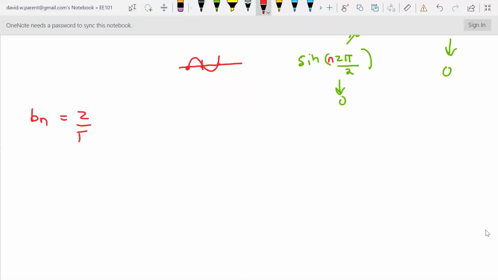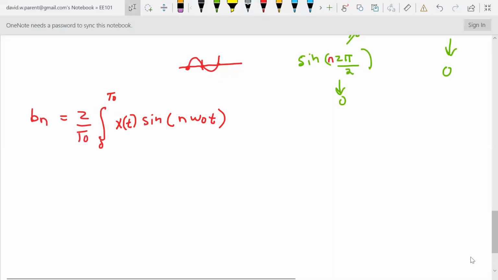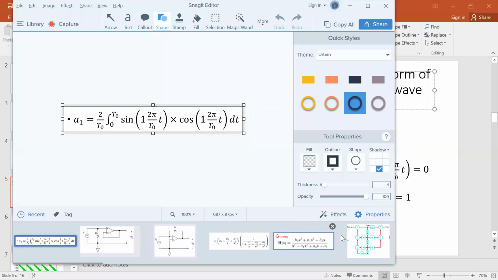And then to set up Bn, we're going to get something like that. Now we're running a little bit late.